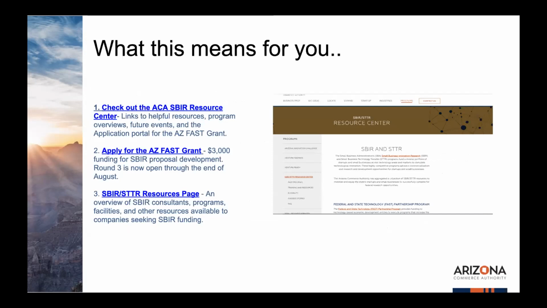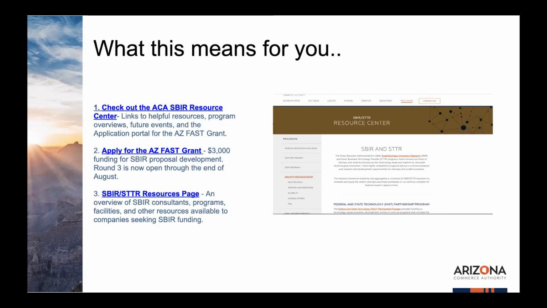So what this means for you, we have a lot of resources dedicated to helping Arizona applicants with their SBIR efforts across the state. Like Lou said, these slides will be sent out after, which is helpful because there's a lot of helpful links that I've embedded into these slides. We have an ACA SBIR resource center on the ACA's website with links to helpful resources, program overviews, upcoming events, as well as the application portal for the FAST Grant. The FAST Grant portal is on that, prong 3, the financial assistance aspect of what the ACA is doing with the FAST Grant.